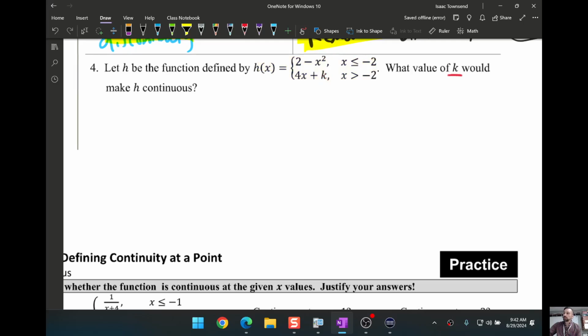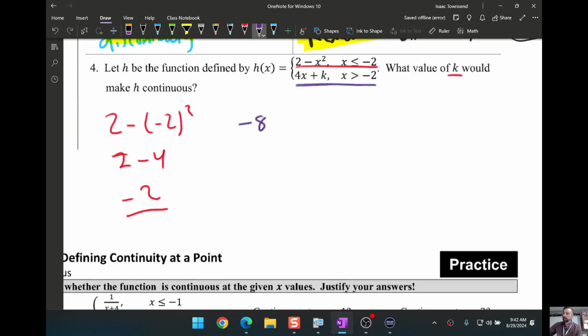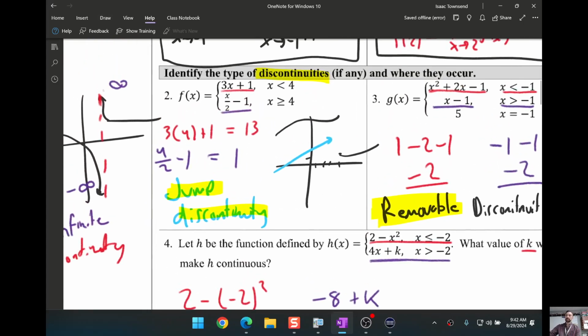So let's plug in negative 2 here. So that function's at negative 2 when it stops being that function. I'm going to plug in negative 2 here and get negative 8 plus k. And for it to be continuous, how do these things need to compare? They need to be the same, because if they're not the same, it's like this question, 1 to 13, you've got a big jump.